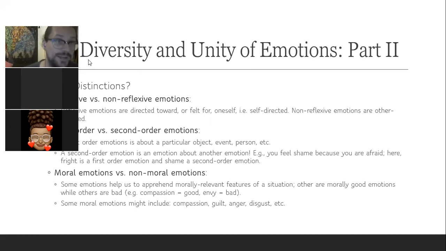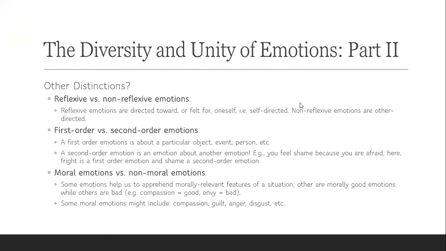Another interesting one, probably my favorite actually, is between moral emotions and non-moral emotions. Some emotions help us to apprehend what we could call morally relevant features of certain situations. Other emotions that we might characterize as moral emotions are emotions that are morally good. Other emotions might be morally bad. So an emotion could be moral in the sense that it helps us apprehend a morally relevant feature of a situation, or it can be moral in the sense that it's a good emotion or a bad emotion.